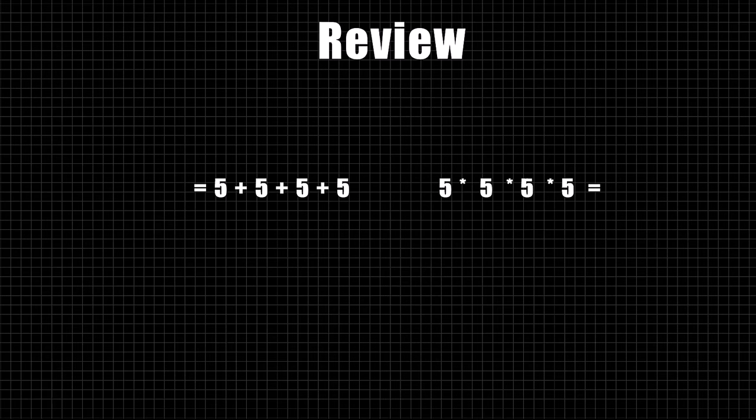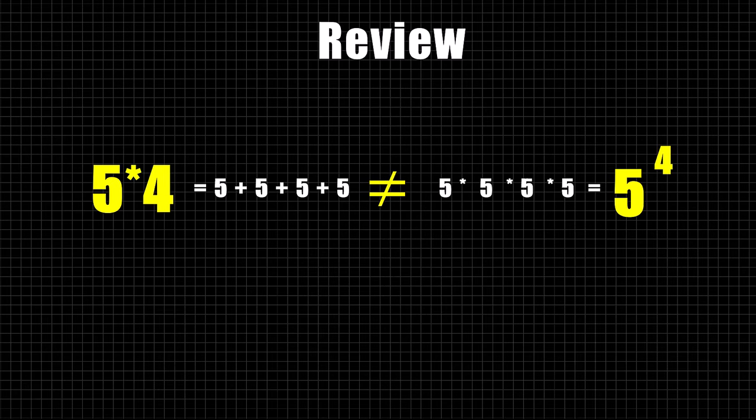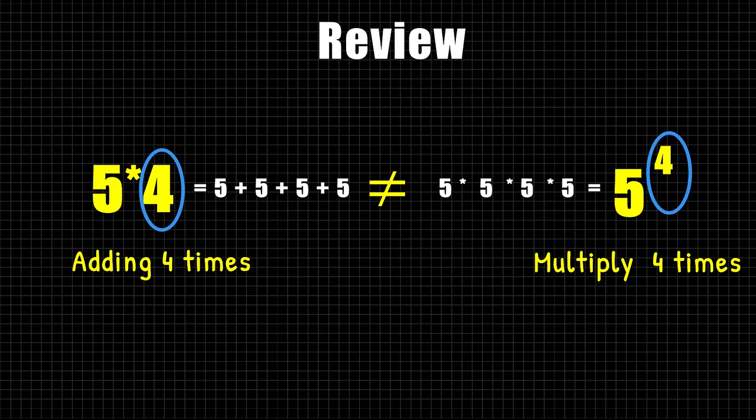This exponent trap is extremely common, especially for students just learning indices. They confuse adding copies with multiplying copies. Adding 4 5s gives us 4 times 5. Multiplying 4 5s gives us 5 to the power of 4. Same number 4, but they mean completely different operations. One is adding 4 times, the other is multiplying 4 times.